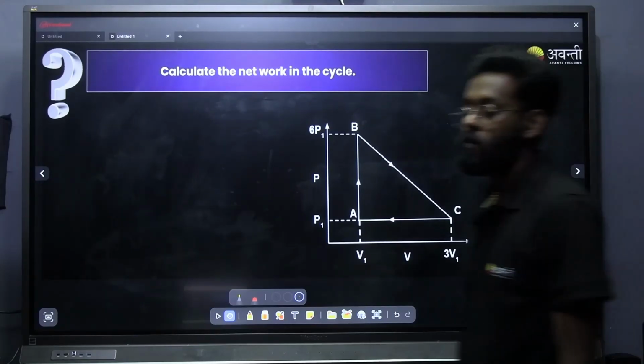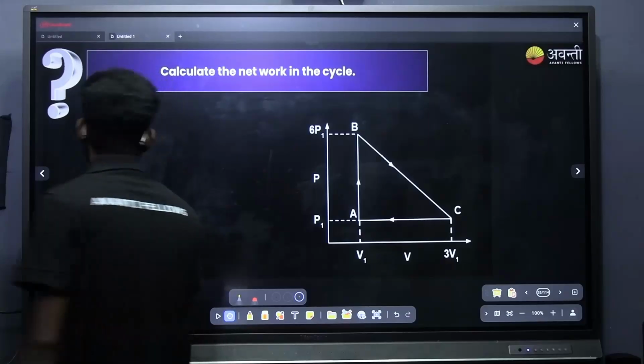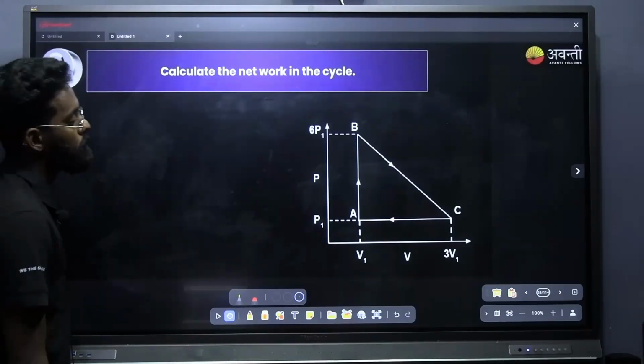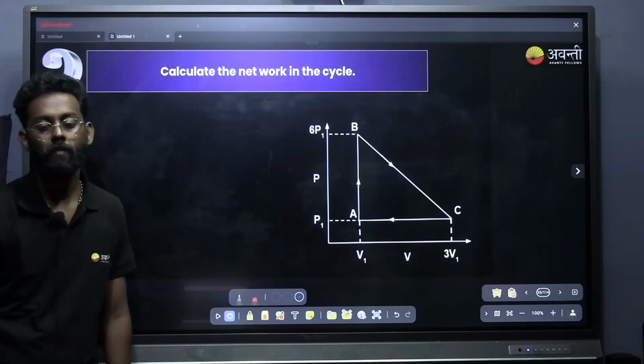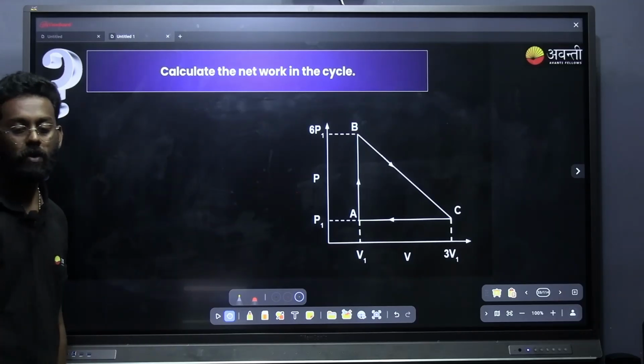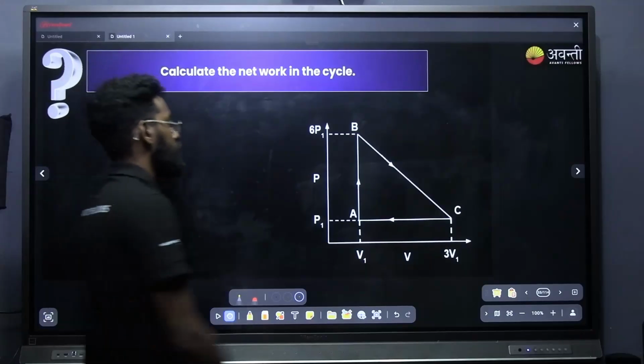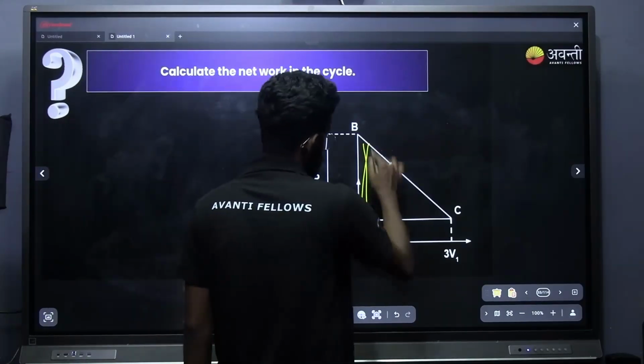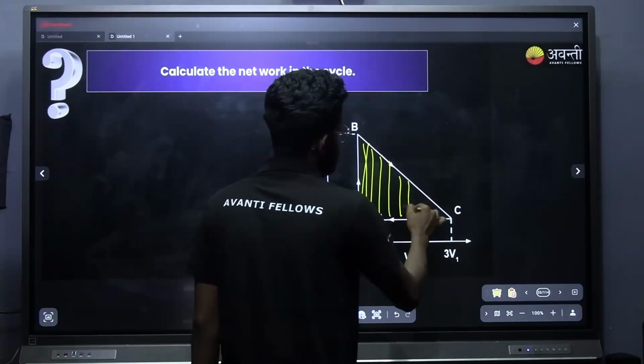How can you calculate the work done if you are given a PV curve? If you are given a PV curve, how can you find out the work done? Area under the PV curve. Yes, very good. The area under the PV curve will give you the work done.